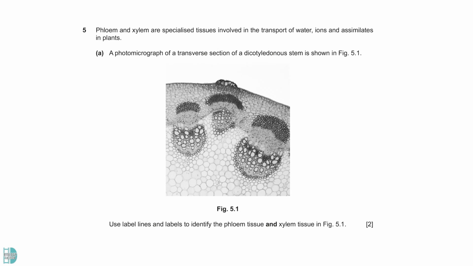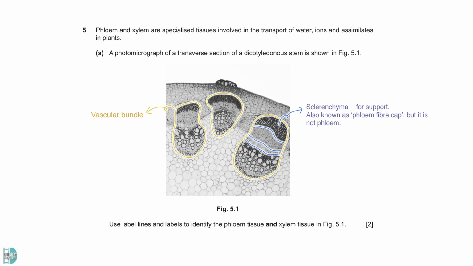5a wants you to label the phloem tissue and xylem tissue. The three oval-shaped structures are vascular bundles. Xylem and phloem are located inside. You can separate the tissue in a vascular bundle of a dicot stem into 4 layers. The outermost layer, which is nearest to the epidermis, is the sclerenchyma. It is a supportive structure. You can also call it the phloem fiber cap, but remember, it is not phloem.